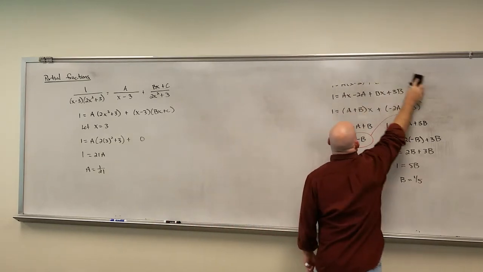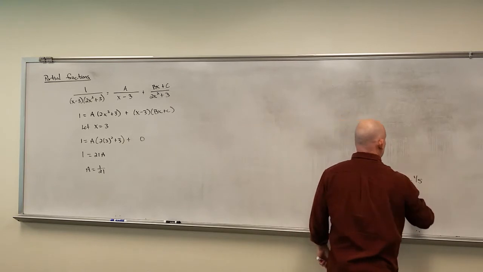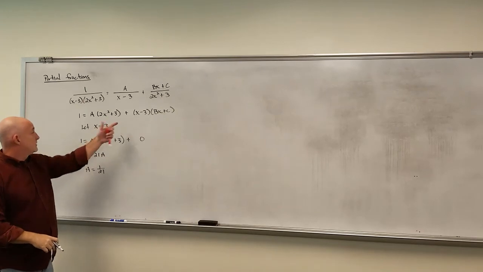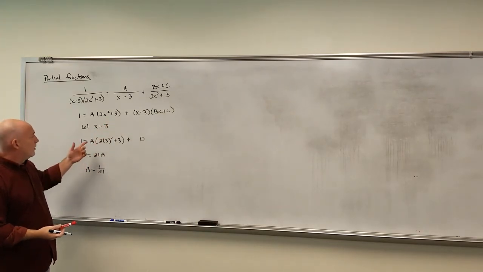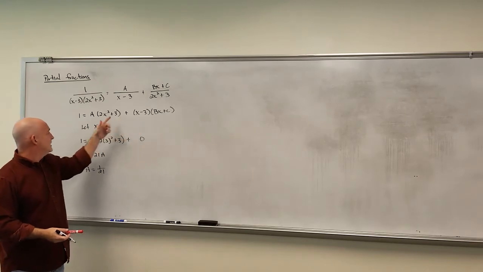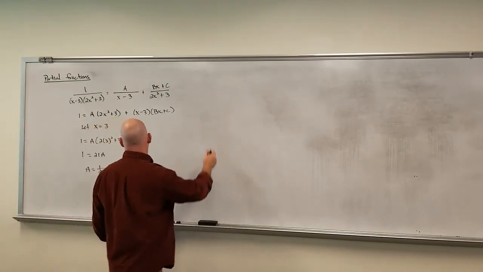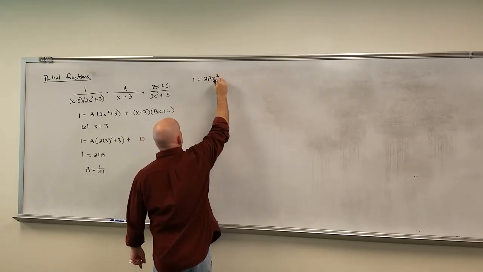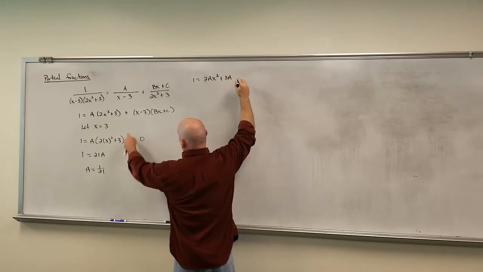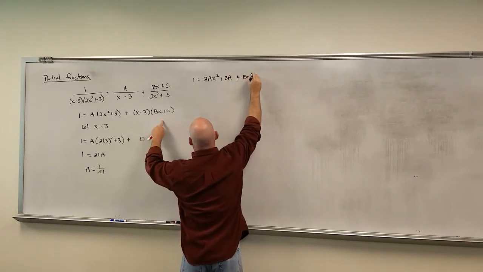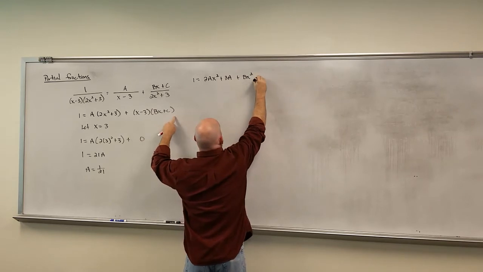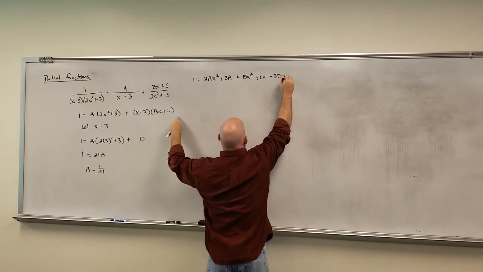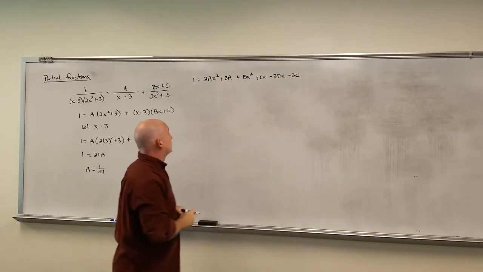So let's see. Now, there's no other great values, like I said, to pick for x to make stuff go away. We could probably pick 0, but that would leave c's and a's. Let's just go ahead and distribute everything out. If I do that, that's going to be 2ax squared plus 3a. When I distribute there, that's going to be bx squared plus cx minus 3bx minus 3c.